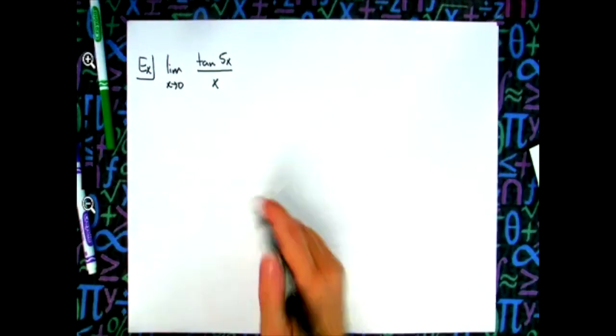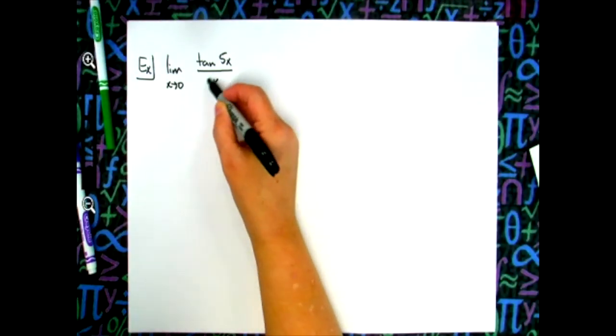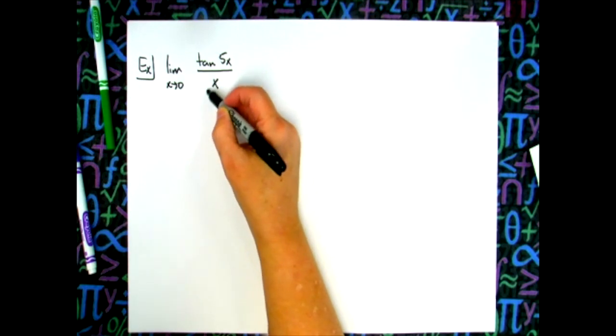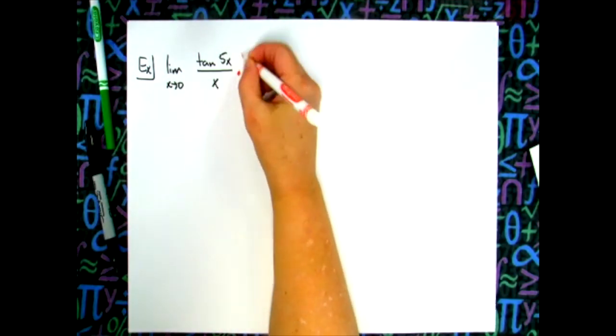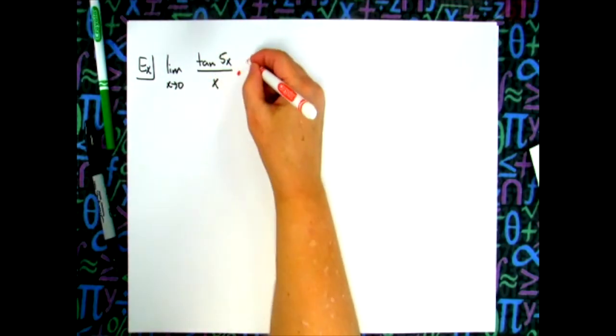So I need what number down here in the bottom? I need a 5. So I'm going to choose to multiply by 5 over 5 because I'm multiplying by 1. The 5 is in the top. I need a 5 down there. I'm going to choose to multiply by 5 over 5.